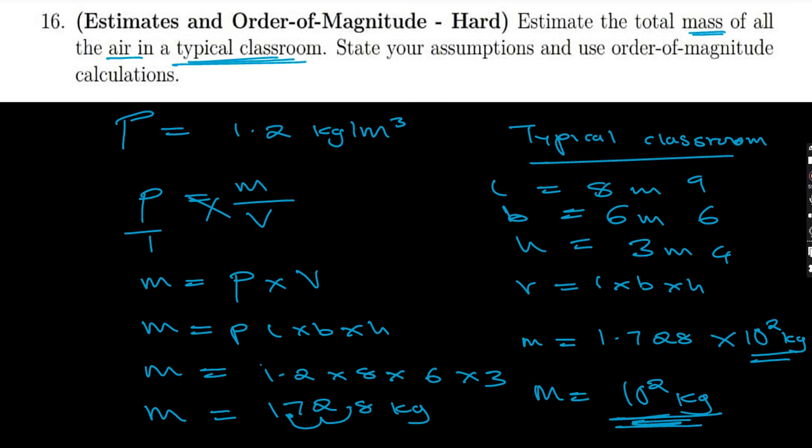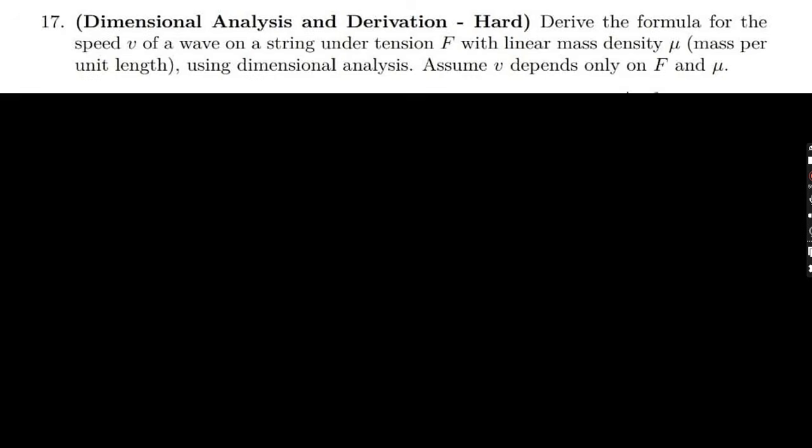Okay, let's do question 17. It is also on dimensional analysis, and it has also been mentioned to be the hard question. Let me try to derive the formula for the speed of a wave on a string under tension F with linear mass density. This is the symbol for linear mass density, using dimensional analysis. So we want to find the formula.